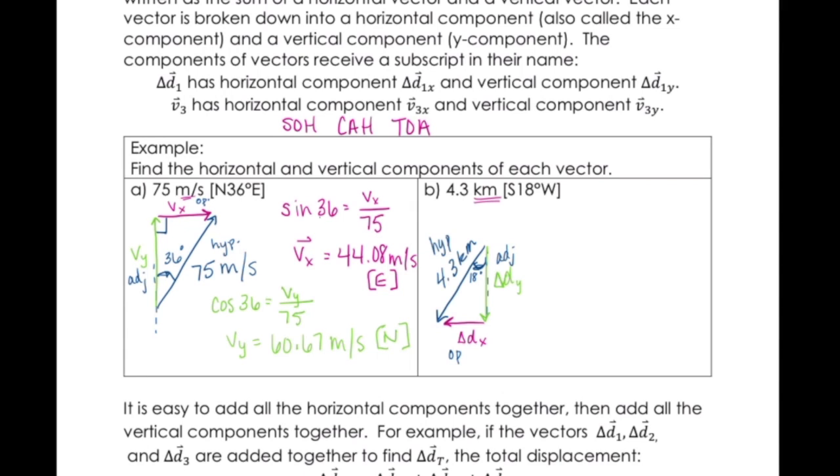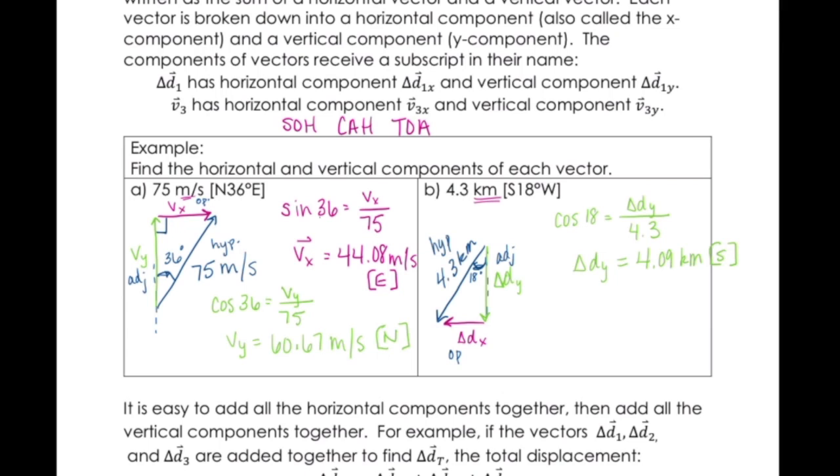Using the same trig ratios to find our delta D of y, it would be the cosine of our angle equals the adjacent, so delta D of y over our hypotenuse, which is 4.3, and we should get that our vertical is 4.09 kilometers, and it is south.